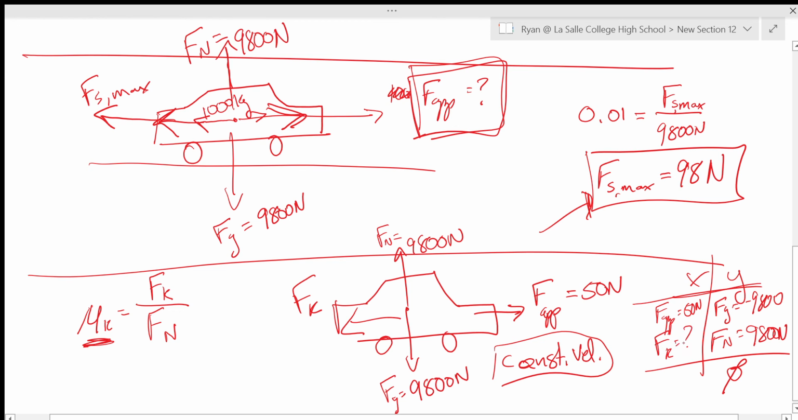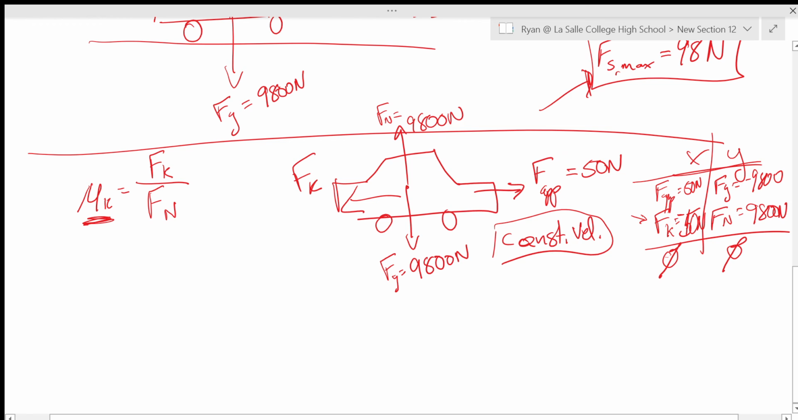So constant velocity actually tells me that this side's 0 as well. It's not accelerating in the x direction. And with that information, I know Fk, let me fix that, Fk has to be negative 50 newtons, right? And so this lets me wrap up the problem. If I want to find the kinetic coefficient of friction, I set it equal to the frictional force, which I just figured out is 50 newtons.